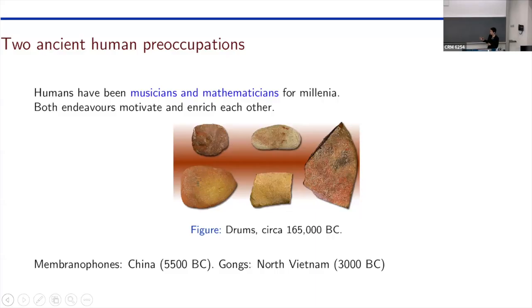But why those shapes? And you can see they look like they've been engineered, right? You can see that they've been cut, they've been shaped. They probably did this so that those drums sounded a particular way, or that they sounded pleasing to the ear. So secretly, this was a very mathematical endeavor. Those people were solving spectral problems.